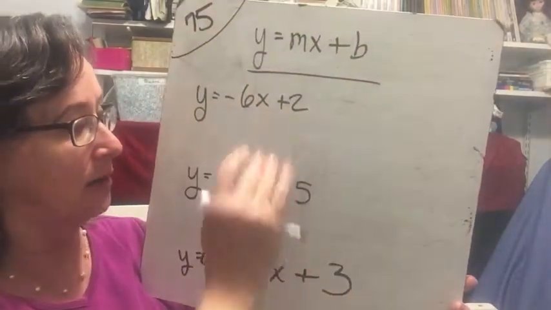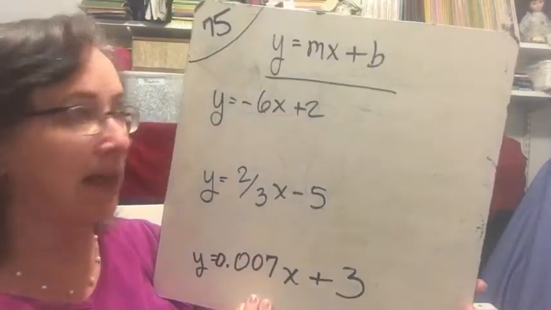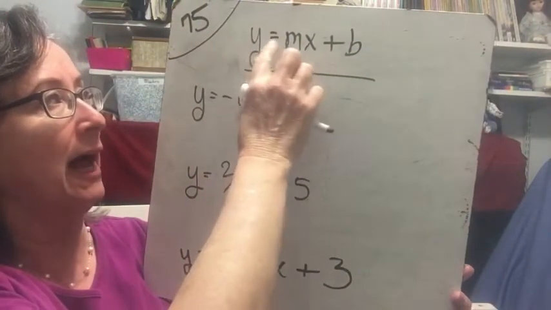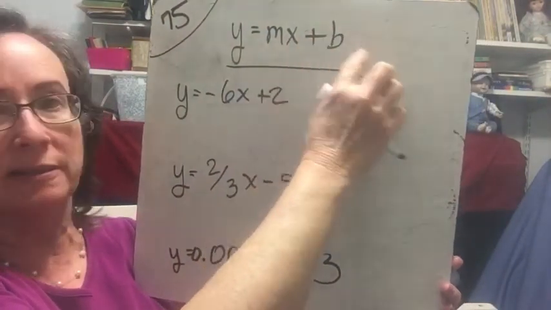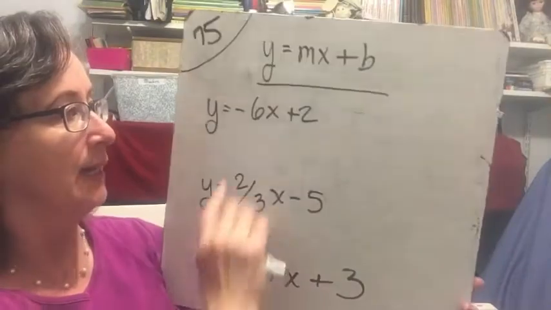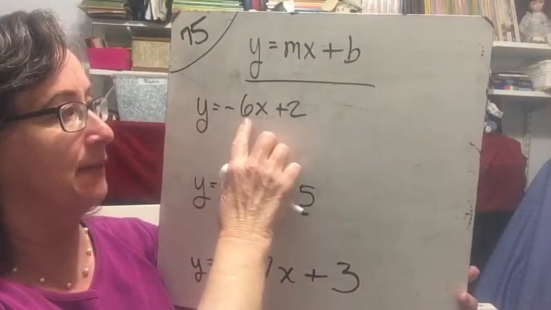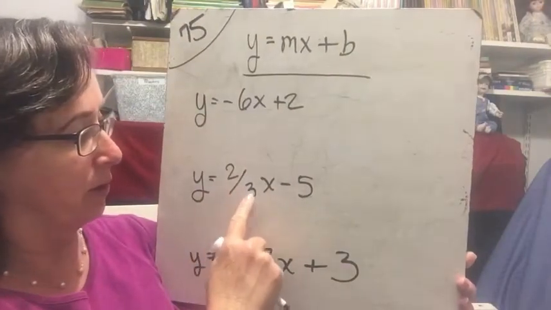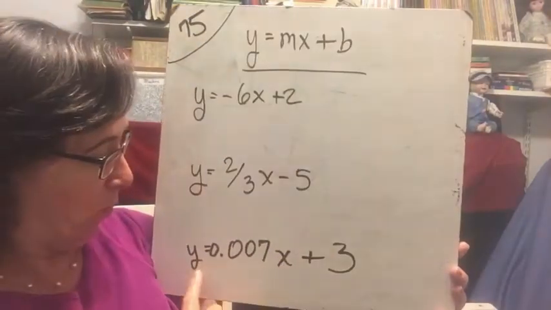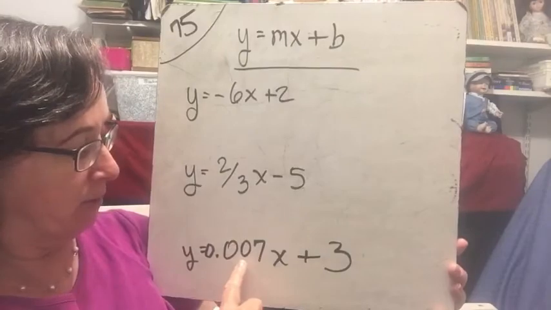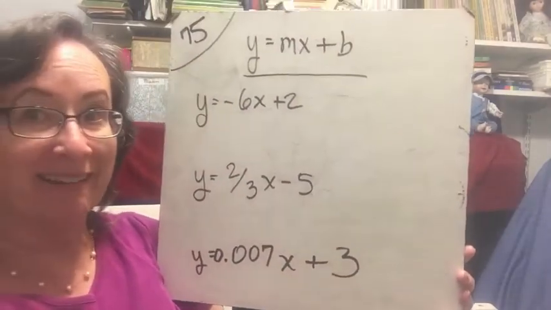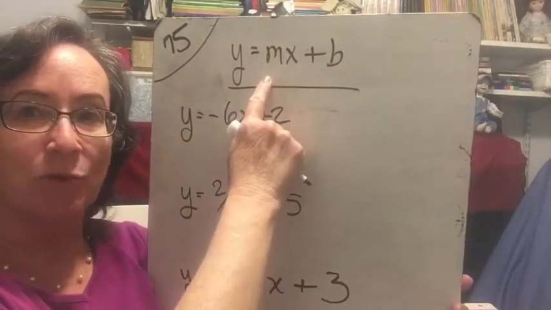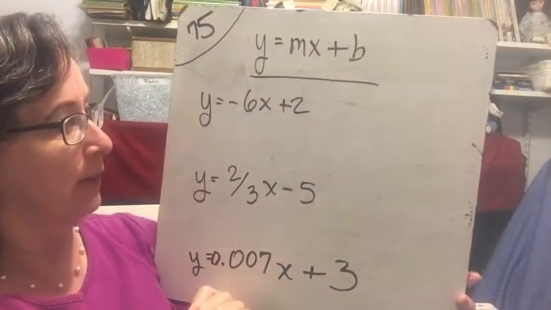Now here are some lines that are in this form. Y equals something x plus something. Okay, so here y equals negative 6x plus 2. Y equals 2/3 x minus 5. Y equals 0.007x plus 3. They're all in this form of the line, the slope-intercept form.